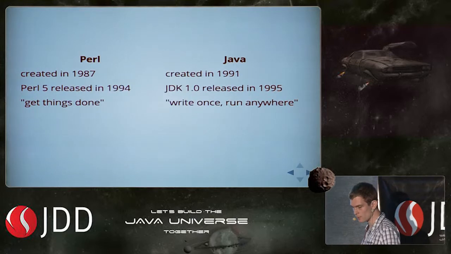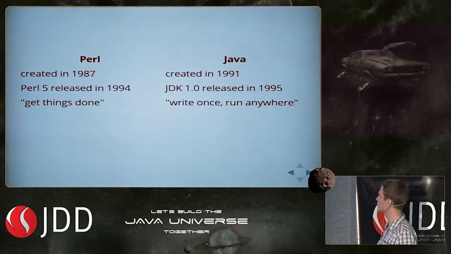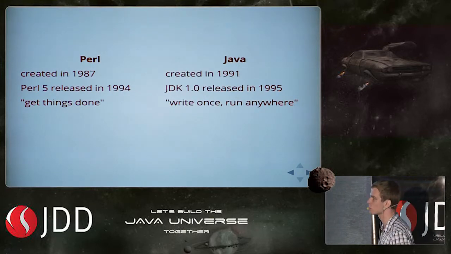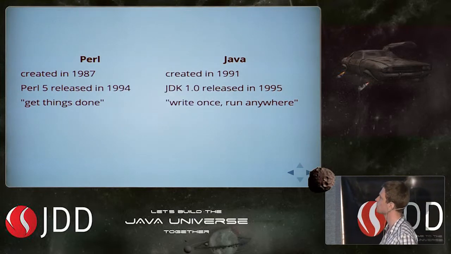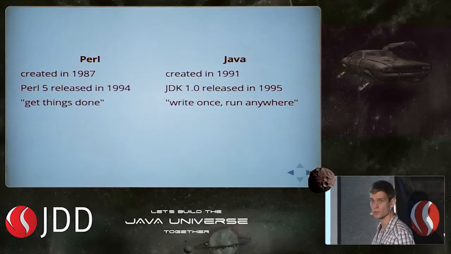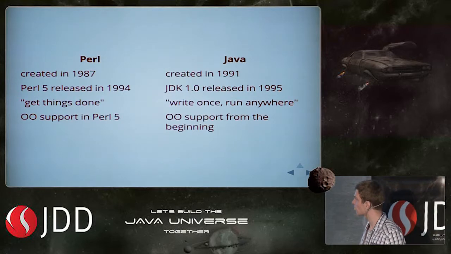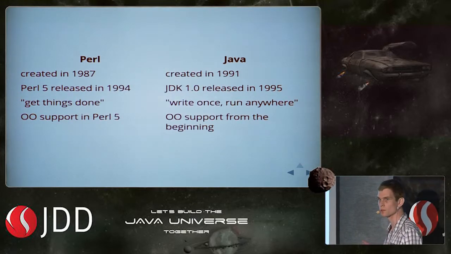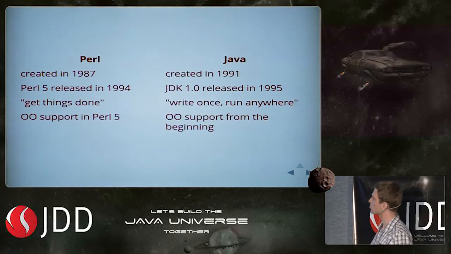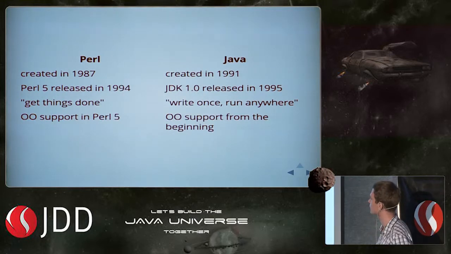And actually, they have quite different main concepts of language, because Java was created to write once, run everywhere, because C and C++ weren't fine for Sun back then. And Perl was just created by Larry Wall to get things done quickly. And basically, object orientation, which is a very important concept in Java, like time in English, was added to Perl later in the language, when Perl 5 was released in 1994, yes?